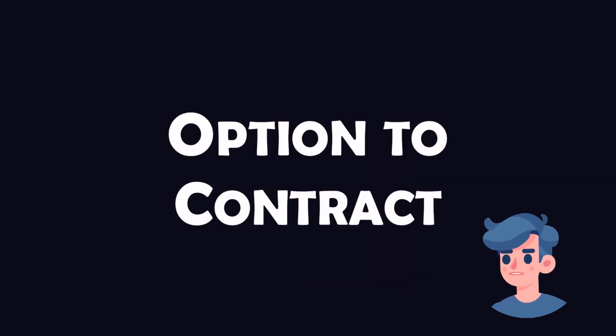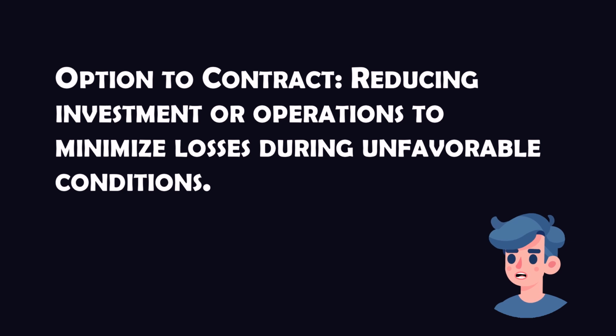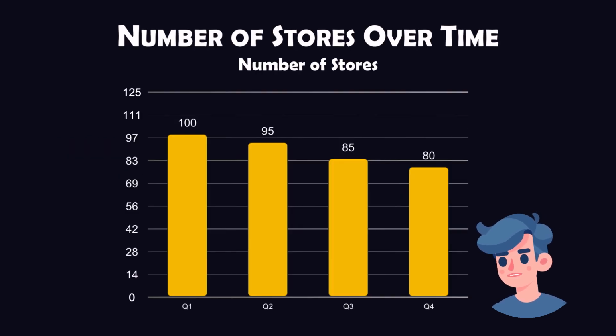The option to contract is another useful strategy. When market conditions become unfavorable, it allows a business to reduce its scale or operations to minimize losses. For instance, a retail chain operating multiple stores might decide to shut down less profitable locations during an economic downturn, thereby contracting operations to focus on more lucrative outlets.